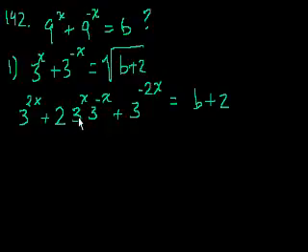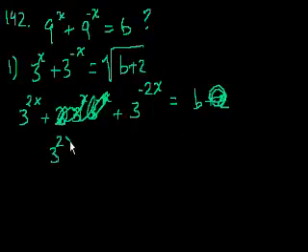You could add the exponents. That's equal to 3 to the 0. That equals 1. Or you could view that as 3 to the x divided by 3 to the x. Either way, that equals 1. Then you're left with 2 on both sides of the equation, so you can get rid of that. So then we're left with 3 to the 2x plus 3 to the minus 2x is equal to b.